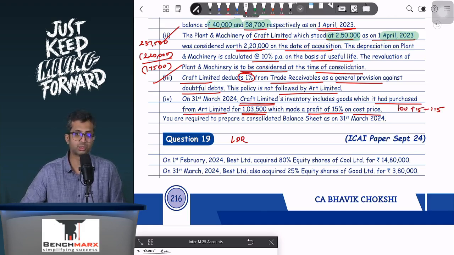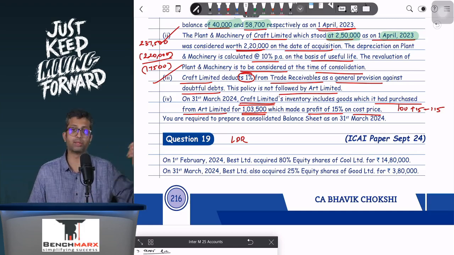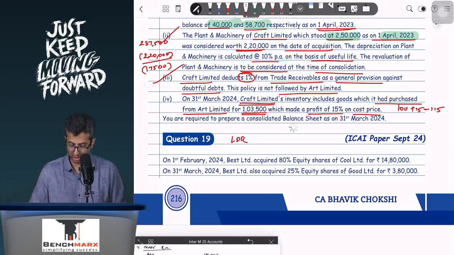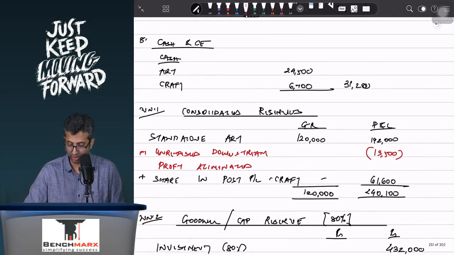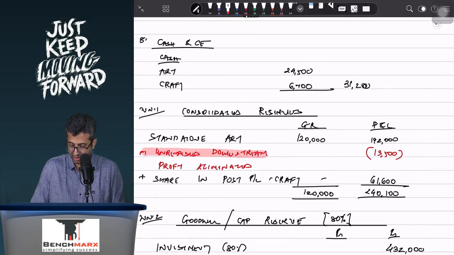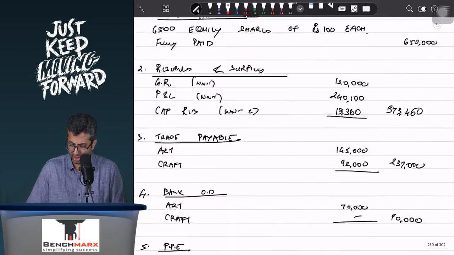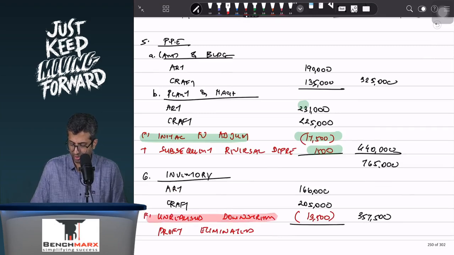Can I say 13,500? But this is a downstream transaction, and hence profit must be in the P&L of the parent, that is Art, and hence in the P&L of the parent, that is in working note 1, account debit 13,500 to inventory, let us say 13,500. So over here, I will have less unrealized downstream profit of 13,500 to be eliminated, and the second effect will be against inventory. Unrealized profit on downstream of 13,500 eliminated, and that's about it.